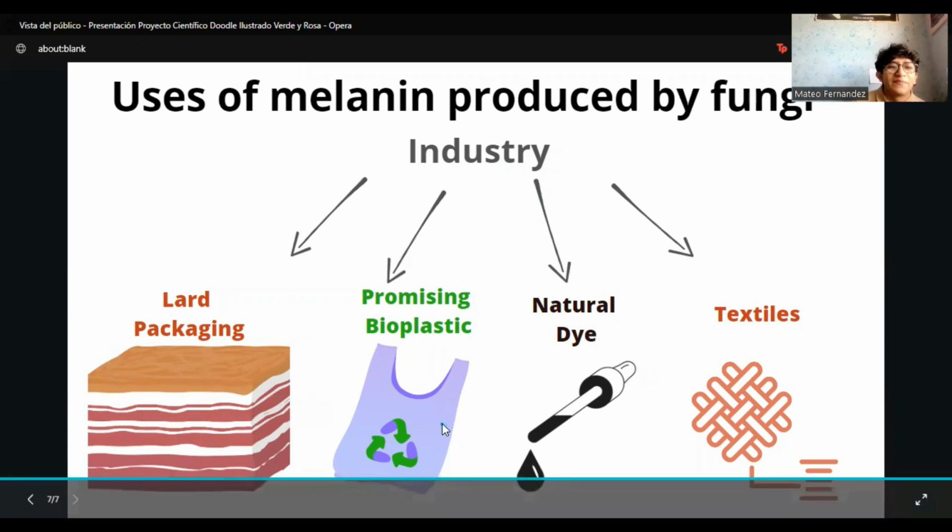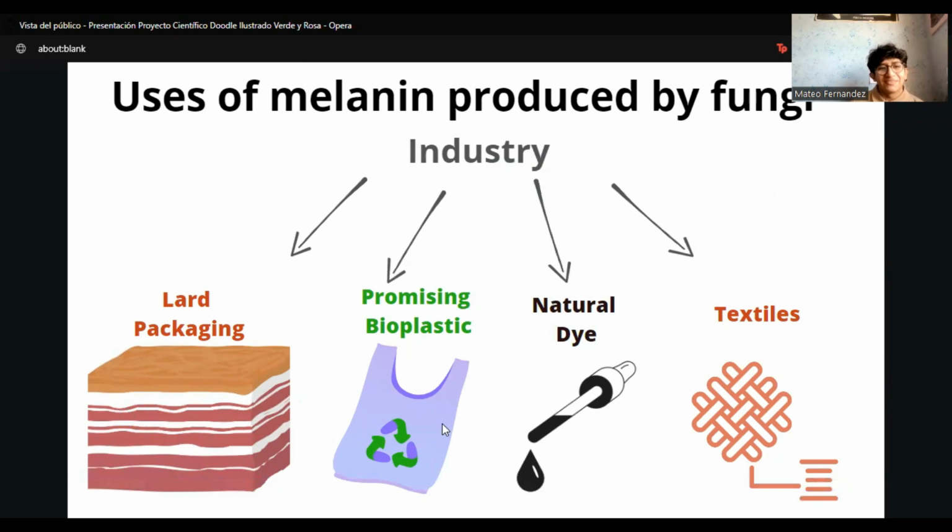Second, polylactic acid is a promising bioplastic, but it is currently limited in food packaging applications due to its low thermal stability and solvent resistance. When modified with fungal melanin, polylactic acid demonstrates improved properties. However, these properties decrease when too much fungal melanin is added.